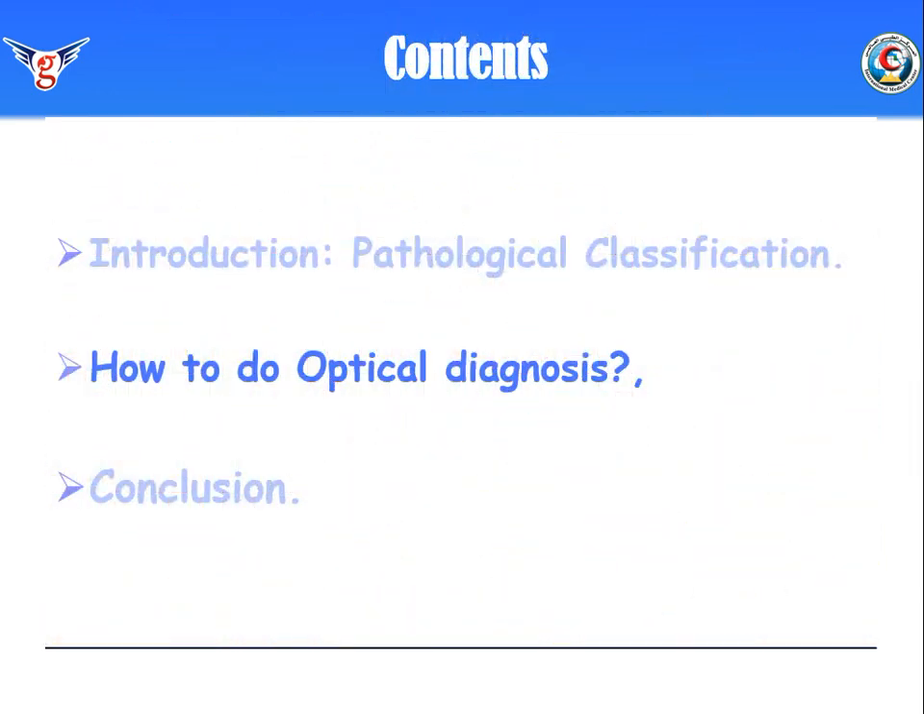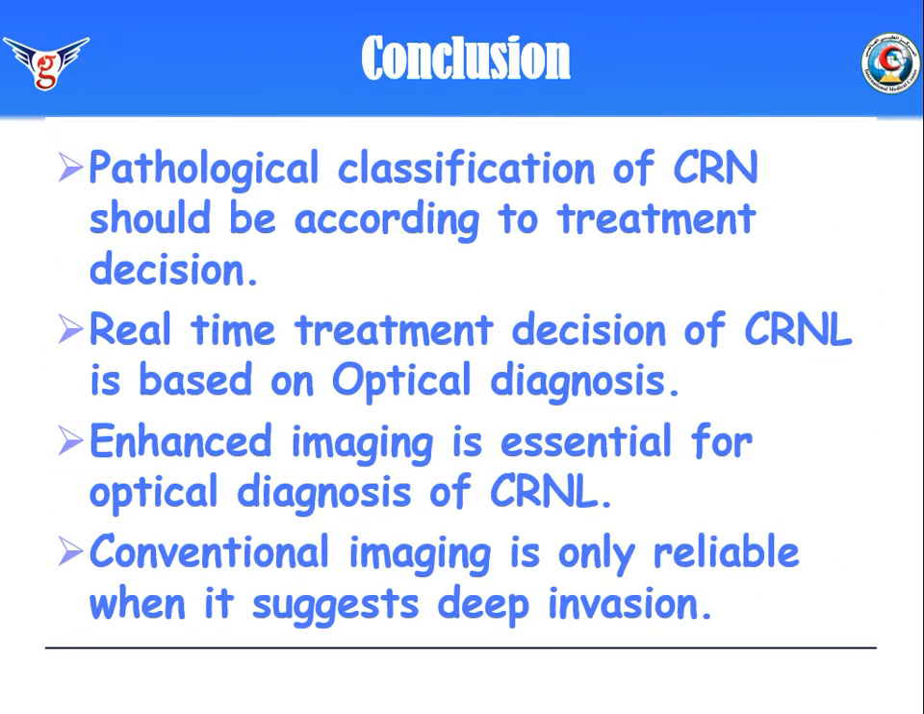In conclusion, pathological classification of colorectal neoplasia should be according to treatment decision options. Real-time treatment decision of colorectal neoplastic lesion is based on optical diagnosis of its pathological type. Enhanced imaging is essential for optical diagnosis of the colorectal neoplastic lesion pathological type. Conventional imaging is only reliable when it suggests deep invasion.